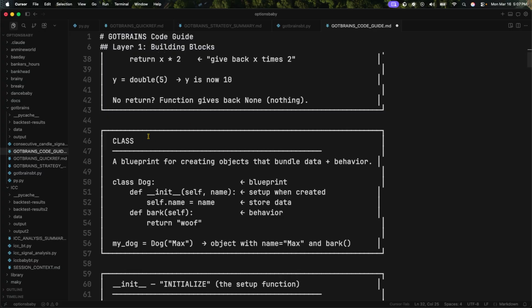And then we have class. Class is going to be the blueprint, right? This is going to be the blueprint for creating the object that bundles the data and behavior. So class is Dog. Then you have these functions here in the class.